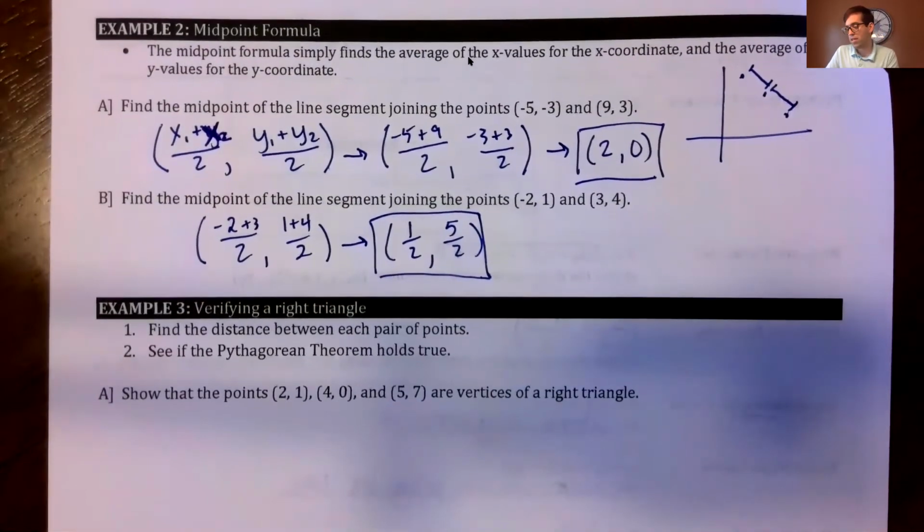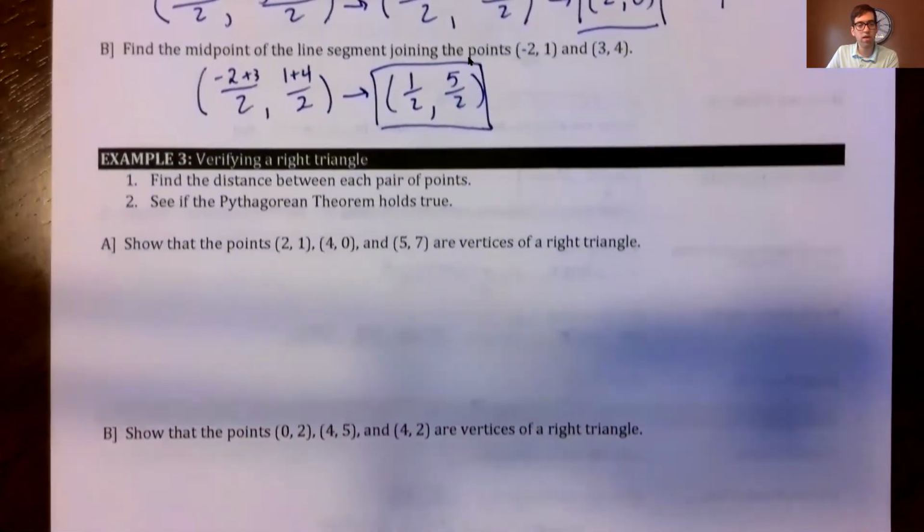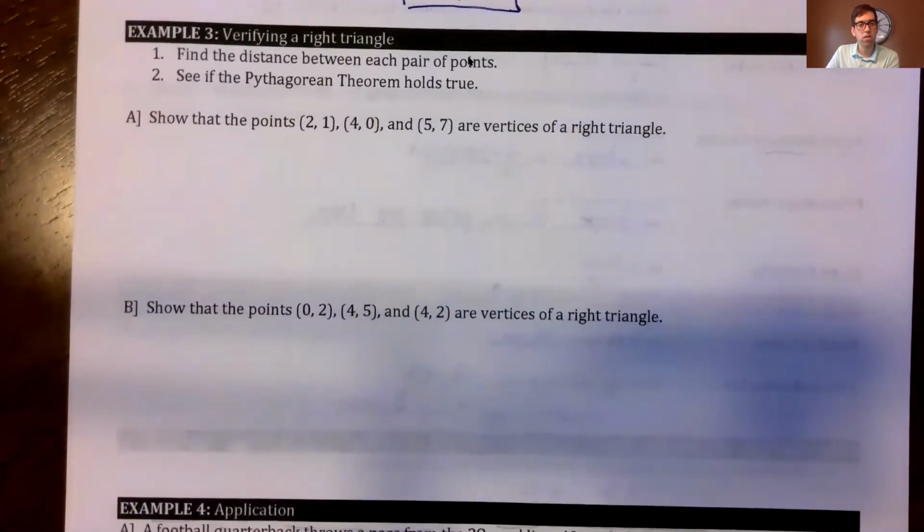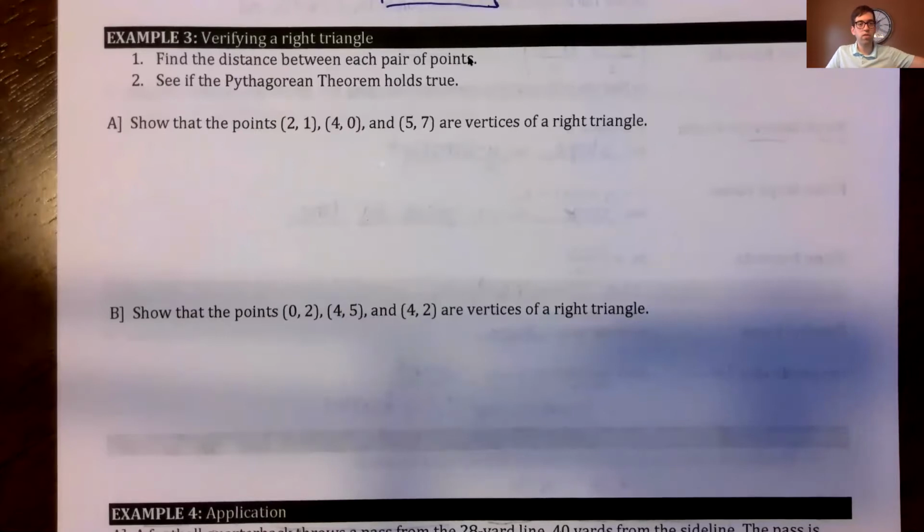So let's look at example 3, verifying a right triangle. So we're going to bring the distance formula and the Pythagorean theorem together into one. So here we go. Letter A, show that these 3 points are vertices of a right triangle. So step 1, we're going to find the distance between each pair of points. And then we're going to see if the Pythagorean theorem holds true, right?